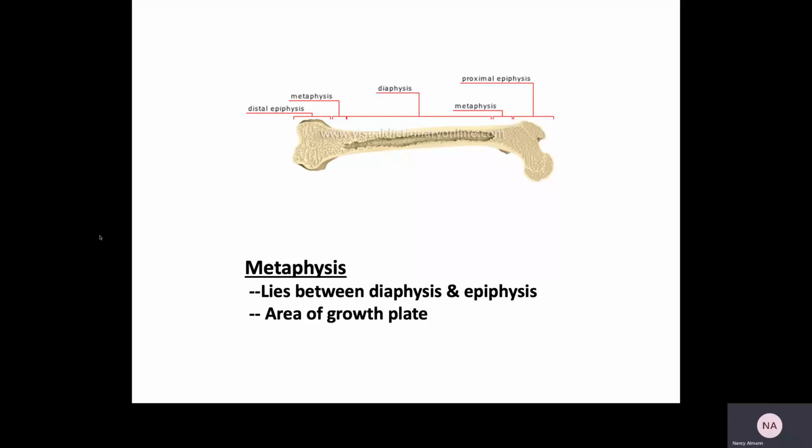The metaphysis is going to be the area between the diaphysis and the epiphyses. It is where the epiphyseal plate or line, depending on whether you are an adult or a child, is situated. In this case, it says area of growth plate, and as soon as you hear growth plate or epiphyseal plate, you are talking about a skeletally immature individual. You're talking about someone who is still growing.